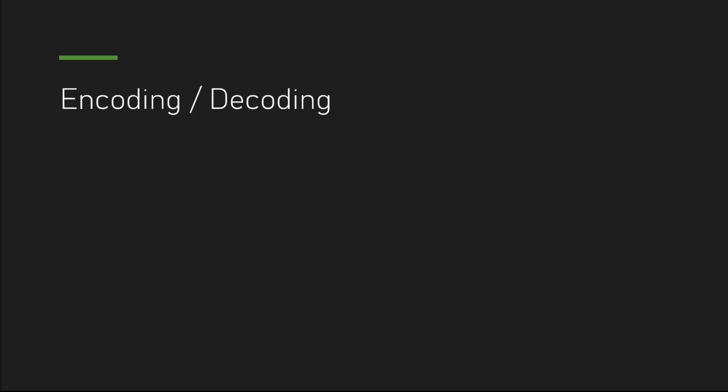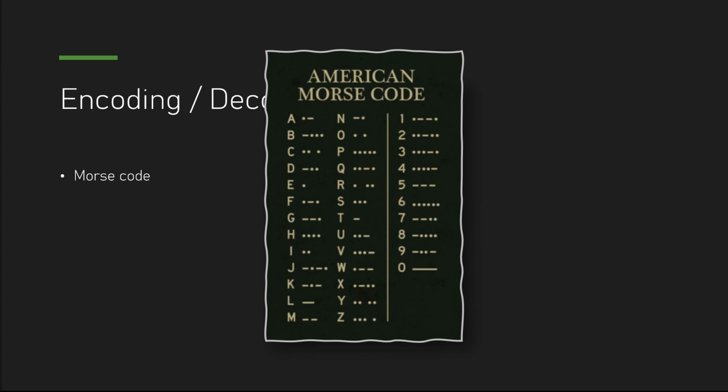So what is encoding? It is a process to convert one set of information into another. For example, English characters could be encoded into Morse code. Encoding in Morse code is a process to convert the letters into dots and dashes. And decoding is doing the reverse.